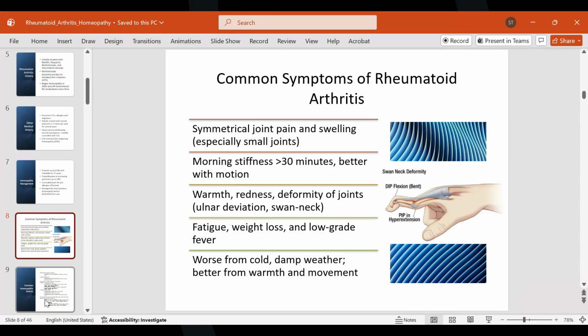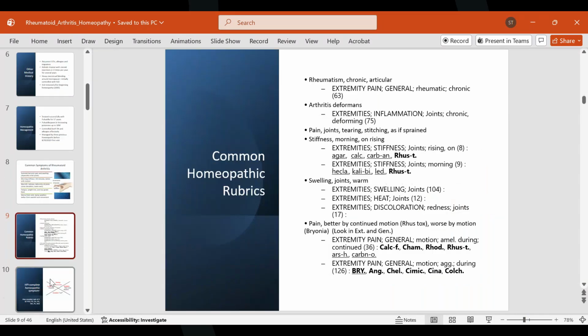And like I said, you can have constitutional symptoms: fatigue, weight loss, fever. Worse cold, damp, very common. Better with warmth and movement. So you don't want to overemphasize those symptoms in your repertorization. They sometimes can be useful. Common rubrics: chronic articular rheumatism, you look under extremities, rheumatic, chronic. If it's deformed, you can look under extremities, inflammation, chronic, deforming.